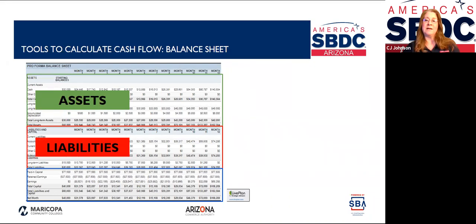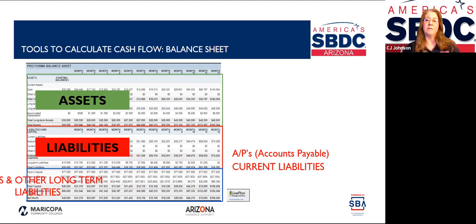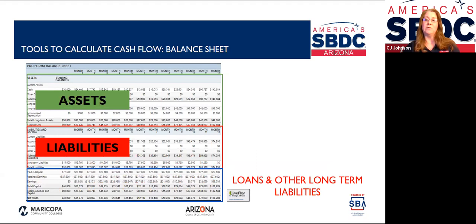The liability section would hold your accounts payable. That's who you owe money to. Current liabilities, and current means any payments that are being made within a 12-month period. And then there are loans and other long-term liabilities. And long-term liability means any payments that are beyond 12 months. And these relate back to some of the assets that we just mentioned.